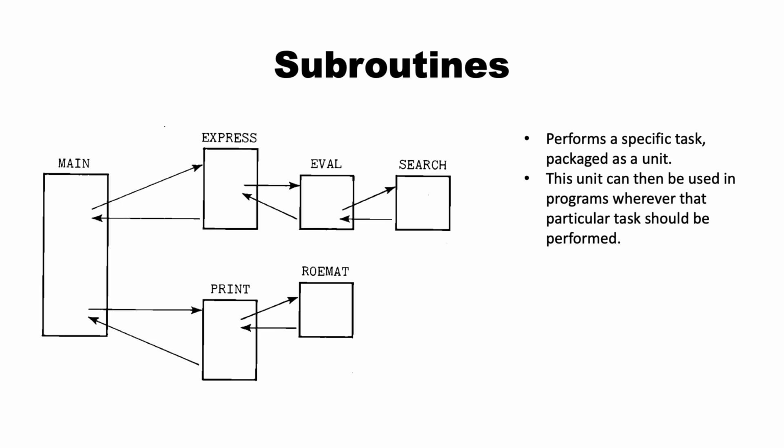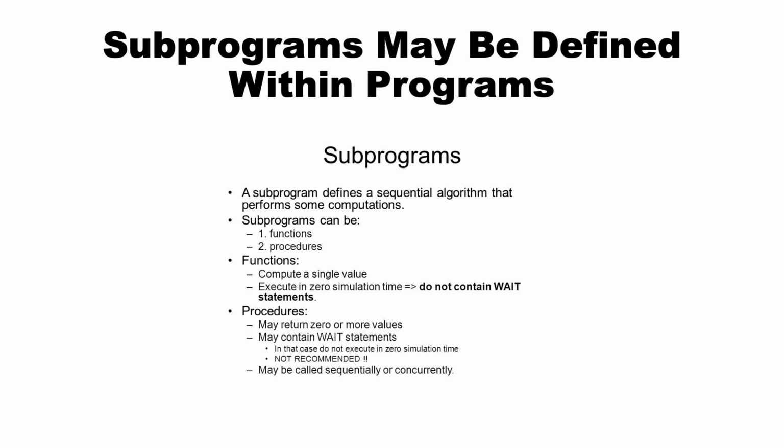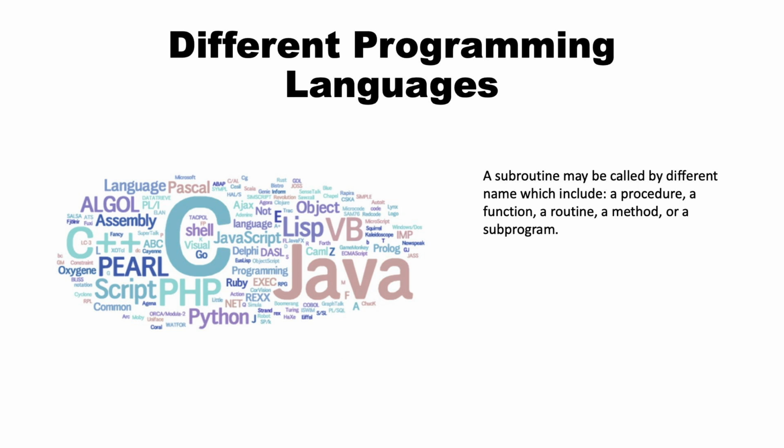A subroutine is often coded so that it can be started several times and from several places during one execution of the program, including from other subroutines, and then branch back, that is, return to the next instruction after the call once the subroutine task is done. Subprograms may be defined within programs or separately in libraries that can be used by many programs. In different programming languages, a subroutine may be called by different names, which include a procedure, a function, a routine, a method, or a subprogram.